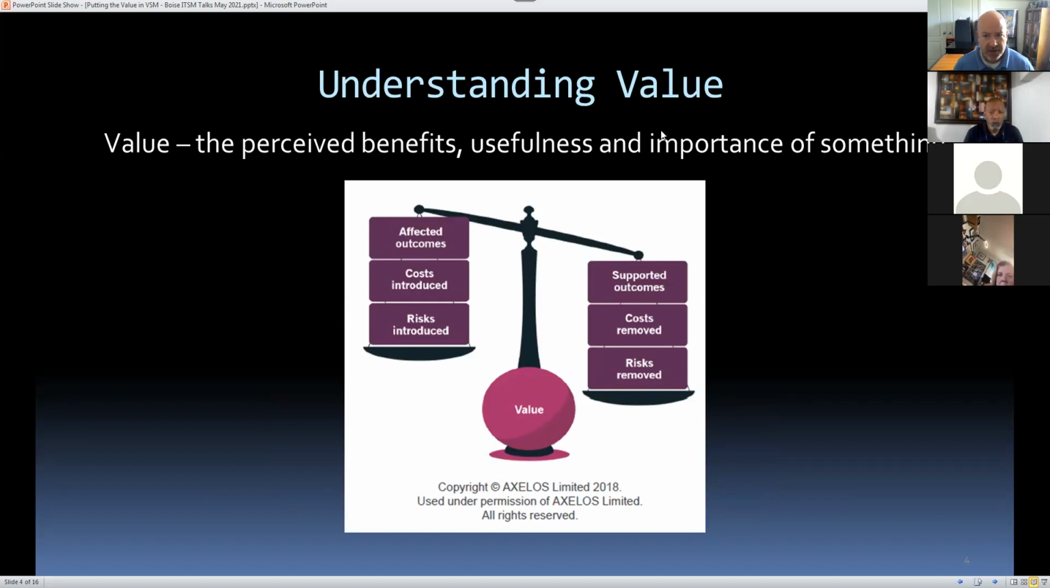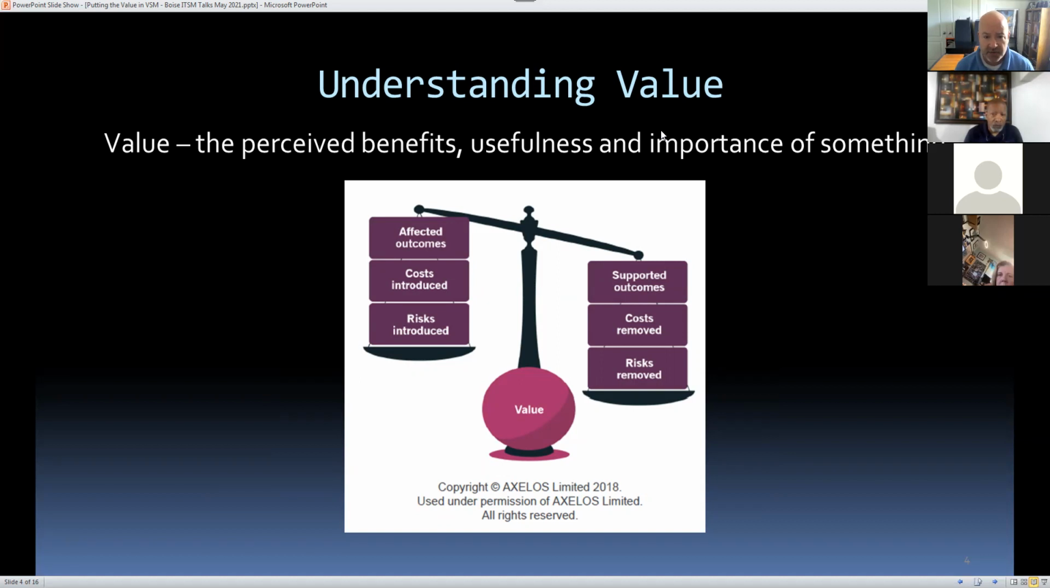We start off defining what is value. Value, and this comes from the ITIL 4 content in the foundation classes, is the perceived benefits, usefulness, and importance of something. What I would say about value is that it's really based on perceptions and perspective, and is somewhat subjective based on the end service consumer that you're talking about.